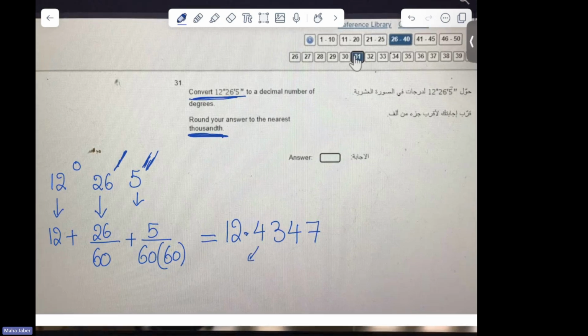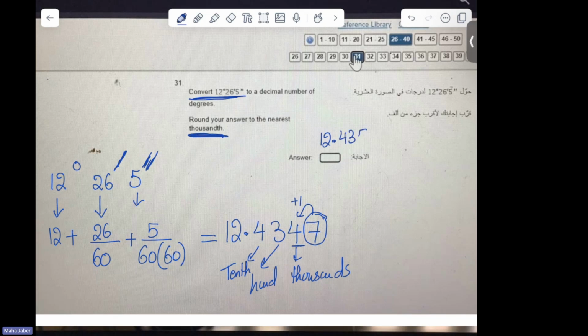Here is the tenth, just to remind you, the hundredth, and here is the location of the thousandth. To round it, we underline, and put a circle to the right. If the number inside the circle is 5, 6, 7, 8, 9, you will add 1 here. Thus, after rounding, the answer will be like this.